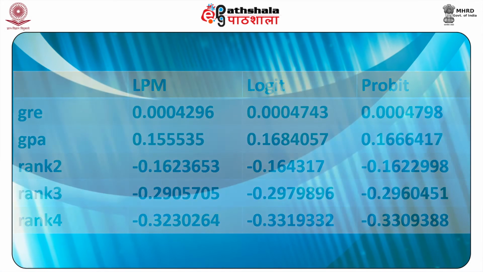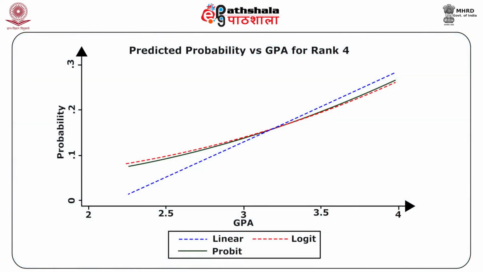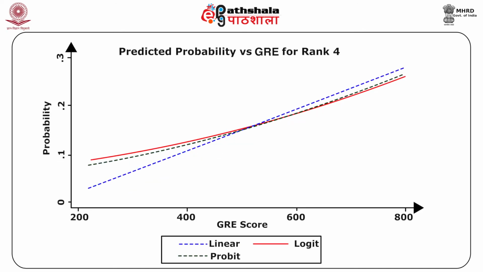You have to understand this, which can be shown on a graph and basically shows you all these three different models and their predicted values. So we have predicted probability versus GPA for rank 4 in this diagram for all the three models. And you can see the differences in the predictions made by these three models. Similarly, we have a graph for rank 4, again for predicted probability versus GRE. So earlier we had GPA, in graph 9 we have GRE.